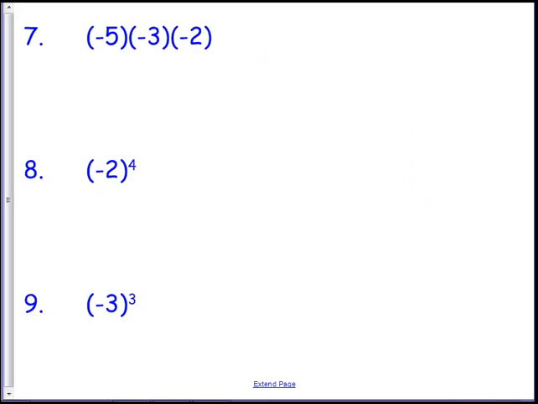3 more examples. In this case, negative 5, negative 3, negative 2. We're multiplying all of those numbers. A little trick that we talked about very briefly yesterday, but I want you to notice.